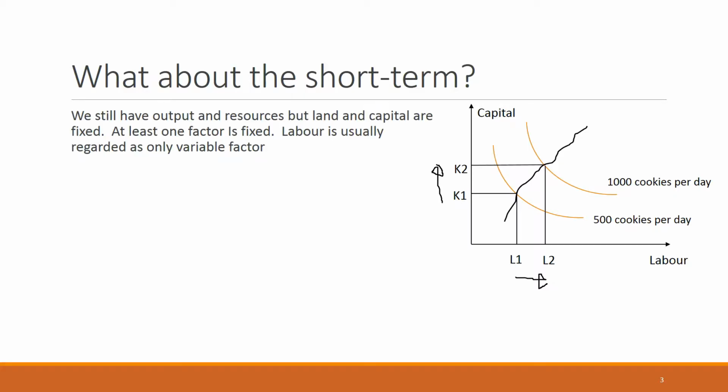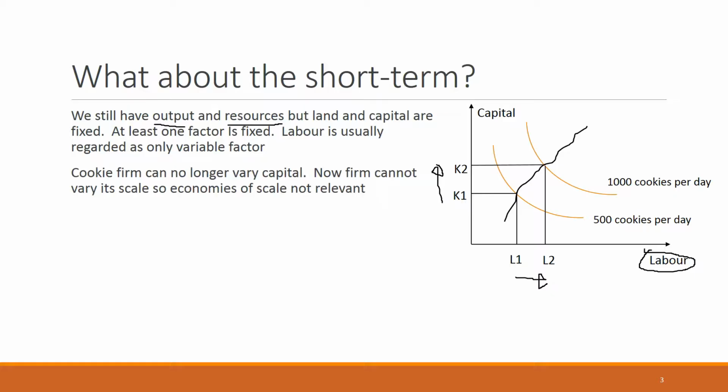Now in the short term, of course, we still have some key variables like output. We still have resources, the same resources in fact, but at least one of them, and we normally assume capital and land, to be fixed in supply. Though the technical definition of the short term is that only one minimum has to be fixed in supply. We usually regard labor as being our only variable factor in the short term. So the firm now can no longer vary capital.